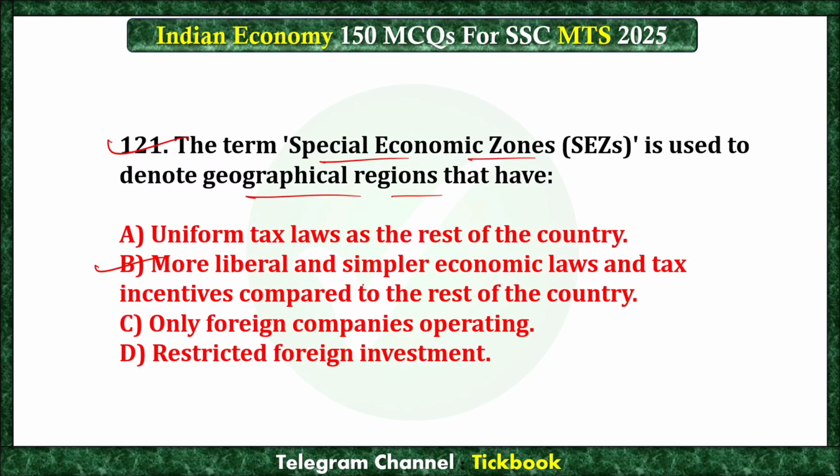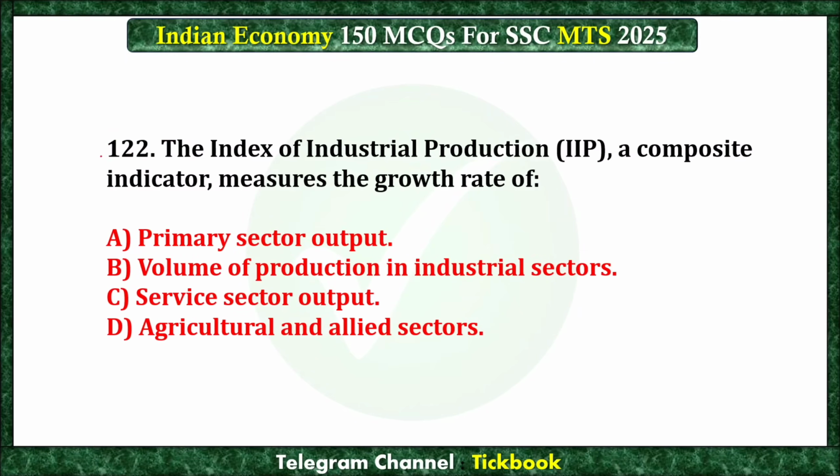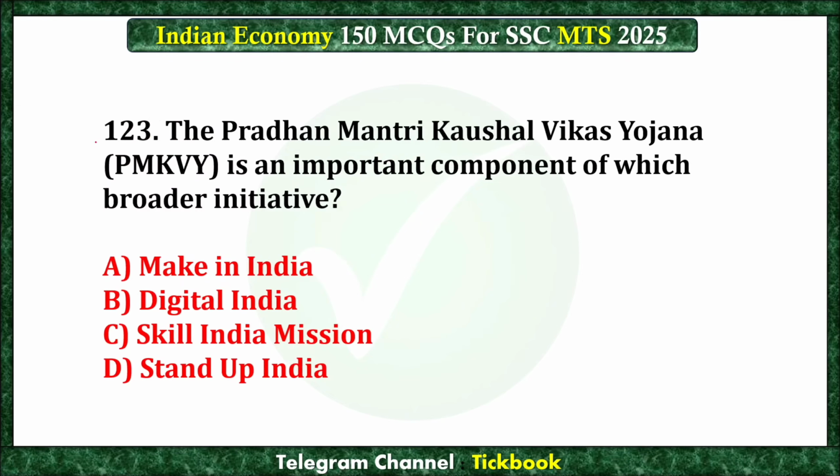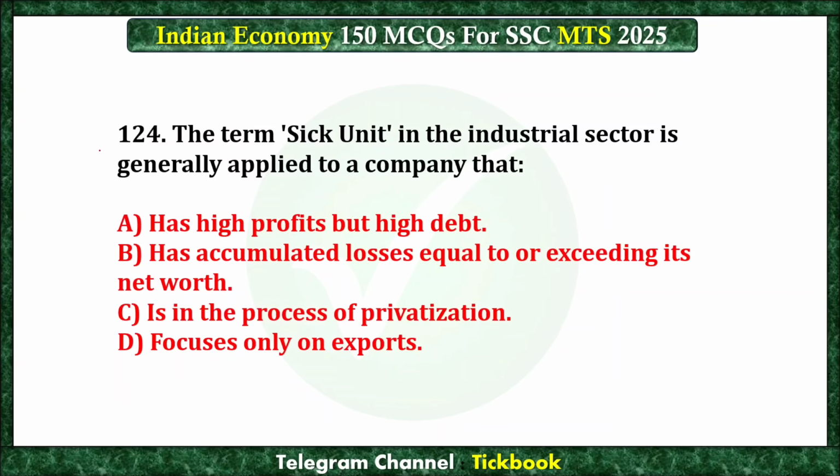Option number B, more liberal and simpler economic laws and tax incentives compared to the rest of the country. 122, the Index of Industrial Production, a composite indicator, measures the growth rate of... Option number B, volume of production in the industrial sector. 123, the Pradhan Mantri Kaushal Vikas Yojana is an important component of which broader initiative? Option number C, Skill India Mission.